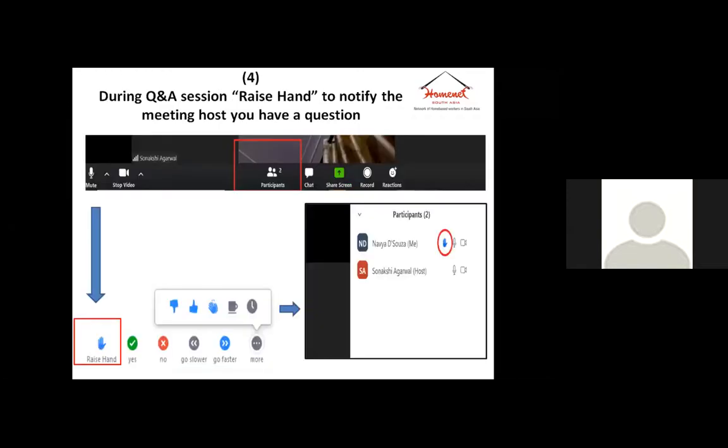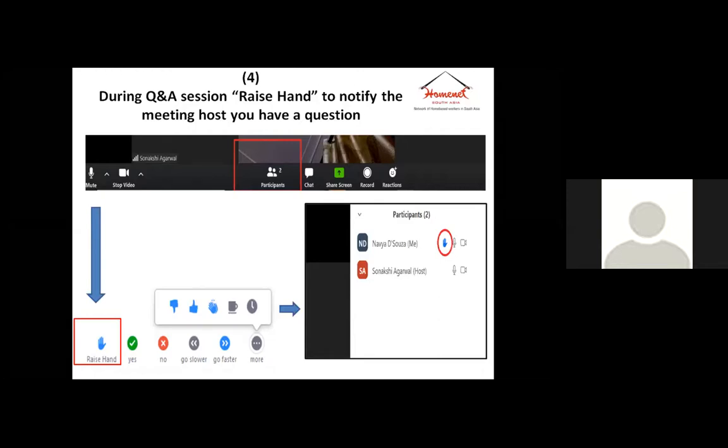The last important feature is the raise hand feature. During the Q&A sessions, if you are on your computer or your phone, you would need to click on the icon labeled participants at the bottom center of your screen. It is encircled in a red box here.